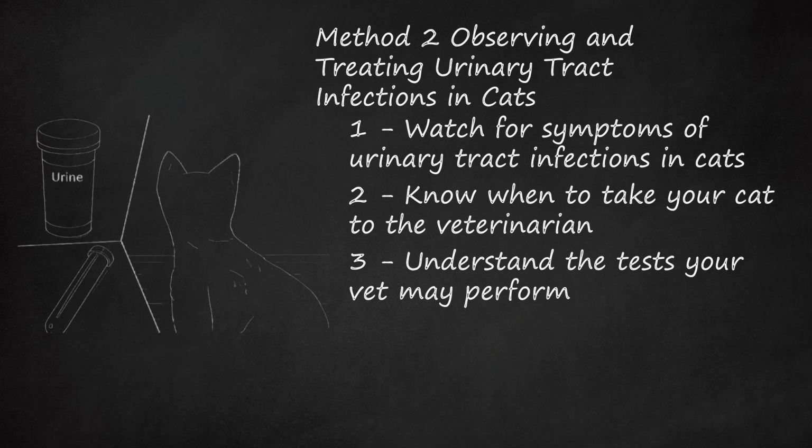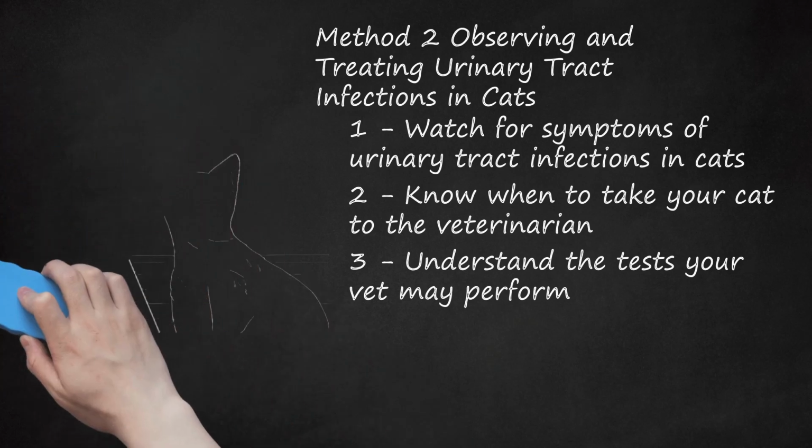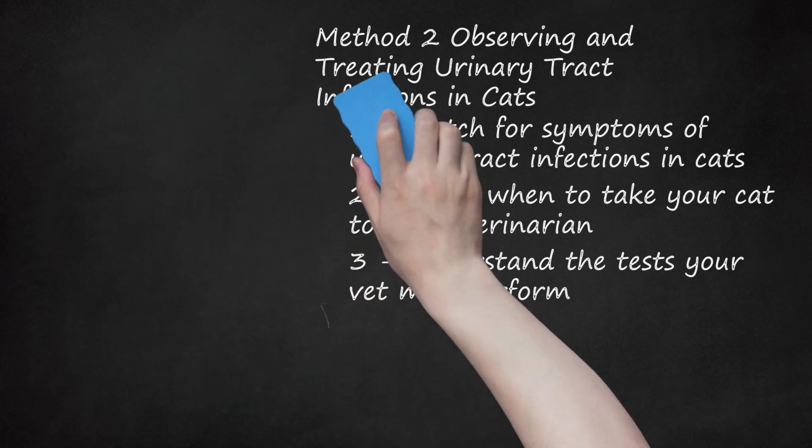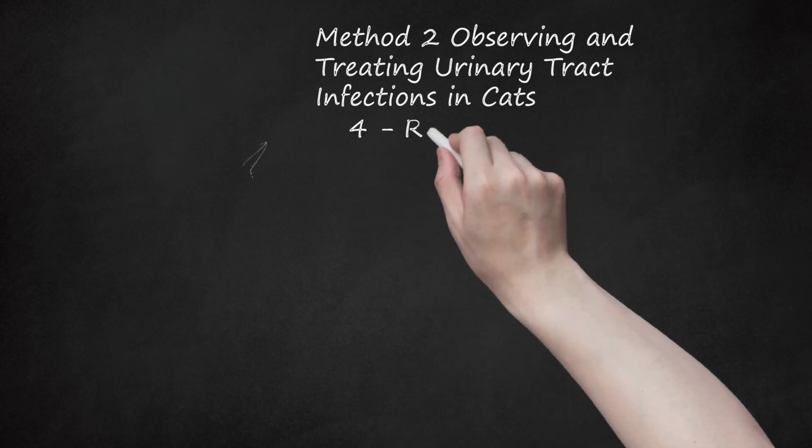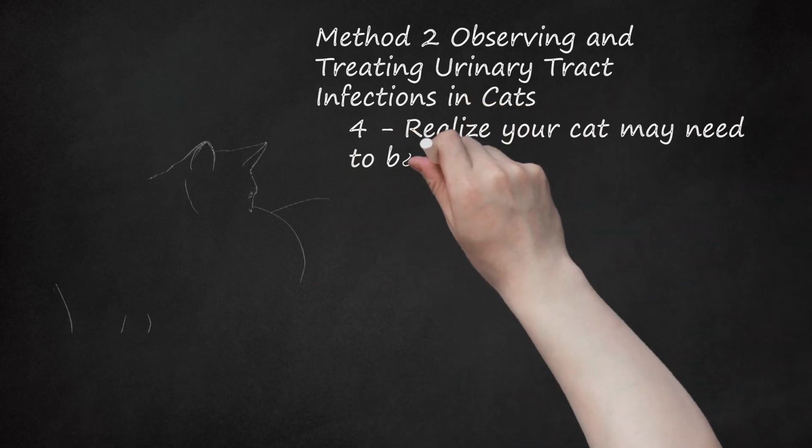blood work to determine kidney health, X-rays to look for stones in the bladder and the size and shape of the bladder and kidneys. An ultrasound to look into the bladder for tumors and evaluate the bladder wall, the inside of the kidneys and the ureters. 4. Realize your cat may need to be hospitalized.